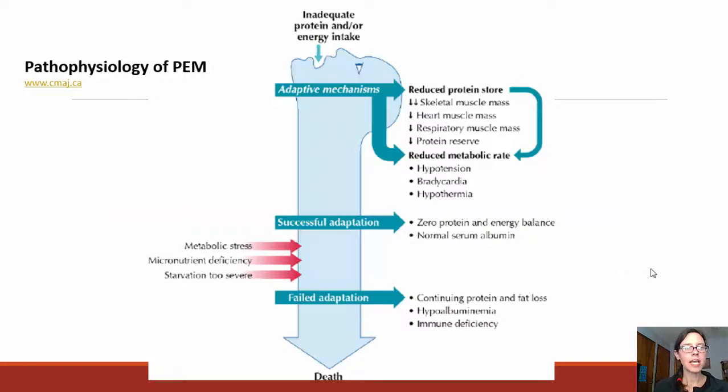And here is a figure demonstrating the pathophysiology of protein energy malnutrition. So we have inadequate intake. Normally, we would have adaptable mechanisms and successful adaptation. However, if we have, from injury and disease, metabolic stress, or our starvation is way too severe, we can have failed adaptation with the consequences outlined here, including immune deficiency.